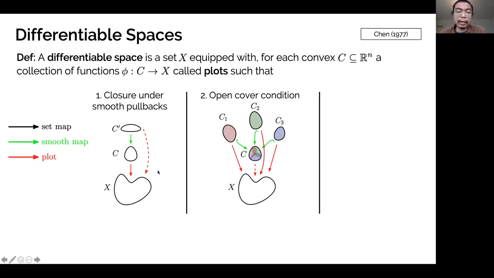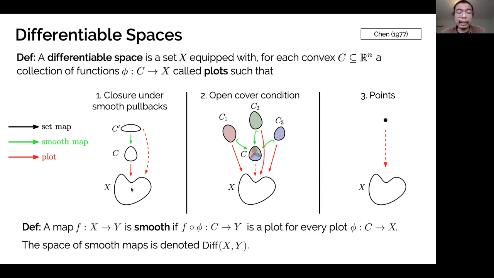It has this covering condition. So if I have some arbitrary set map from C into X, and I also have these inclusions C1, C2, and C3 into C, such that the compositions are all plots, then I know that this original map from C into X is a plot. And lastly, we say that all maps from the singleton into X are also plots.